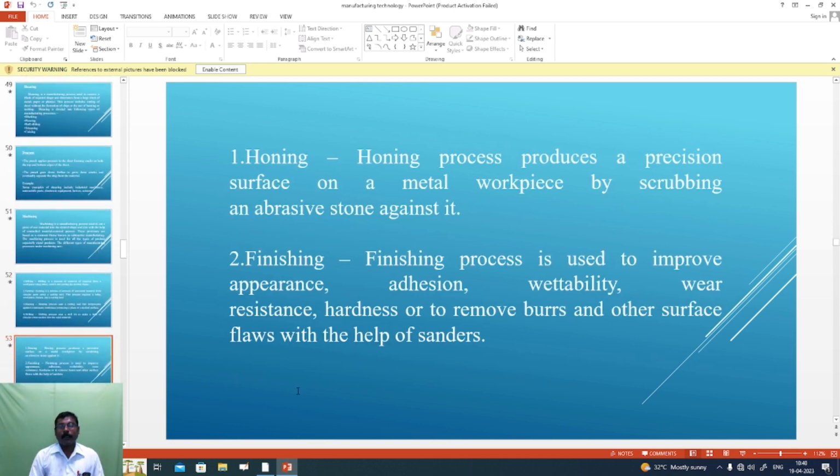Then honing. The honing process produces a precision surface on a metal workpiece by scrubbing an abrasive stone against it. Then finishing. The finishing process is used to improve appearance, then wearability, wear resistance, then hardness, or to remove burrs and other surface flaws with the help of abrasives.